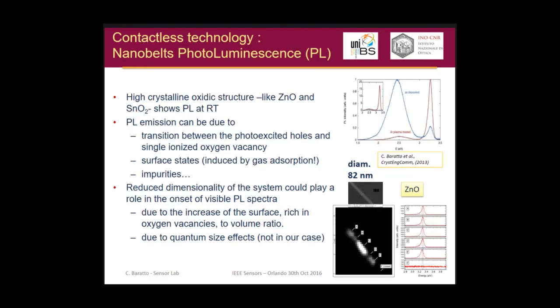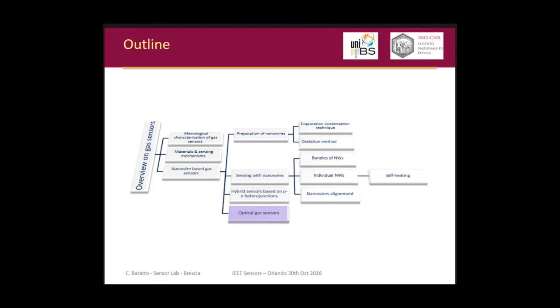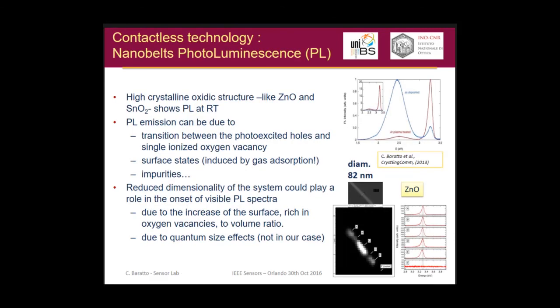The other example I would like to show is on optical gas sensors. The optical gas sensor takes advantage of the photoluminescence at room temperature of zinc oxide or tin oxide. This is zinc oxide. The photoluminescence is composed of a band in the UV and the defect band. They are very sensitive to the surface termination of the material, so why not investigate them for gas sensing?